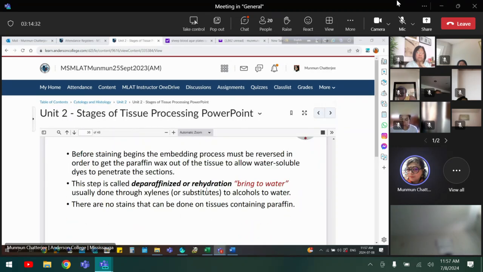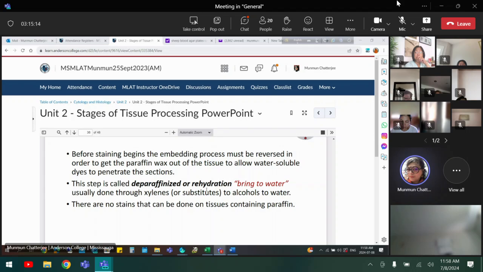So before staining begins, the embedding process must be reversed in order to get the paraffin wax out of the tissue to allow water-soluble dyes to penetrate. So now you put the paraffin so that you can section the tissue, right? Because you cannot section it otherwise. But now, if the paraffin is there, the water-soluble dyes cannot go inside the cell and stain. So now, once you fix on the slide, you have to deparaffinize again, or rehydrate, bring to the water.